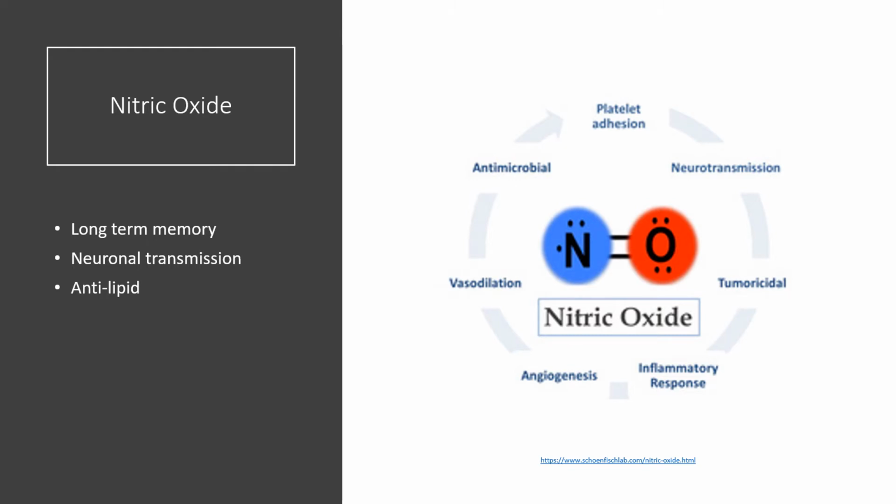So these 3 bullet points: nitric oxide is essential for the formation of long-term memory, it aids in neuronal transmission, and it's an anti-lipid. I want you to know those 3 bullet points for nitric oxide.